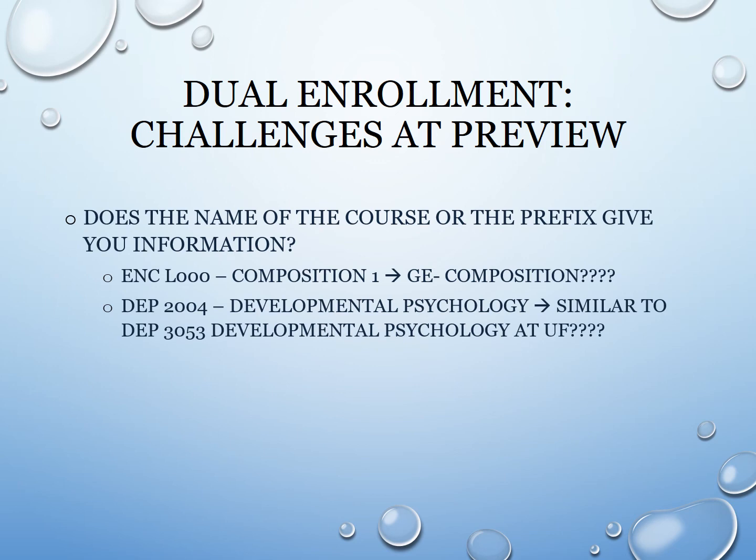So it falls under the common course number. It's a prefix in the number. We have it all set up already, but it doesn't have an equivalent here at UF. So this is one of those classes that we don't have an equivalent for here. Called Developmental Psychology. Now, it's clearly not the exact same course as DEP 3053. Otherwise, it would be DEP 2053, right? But it's called Developmental Psychology, so perhaps it's similar to the one that we have here at UF.